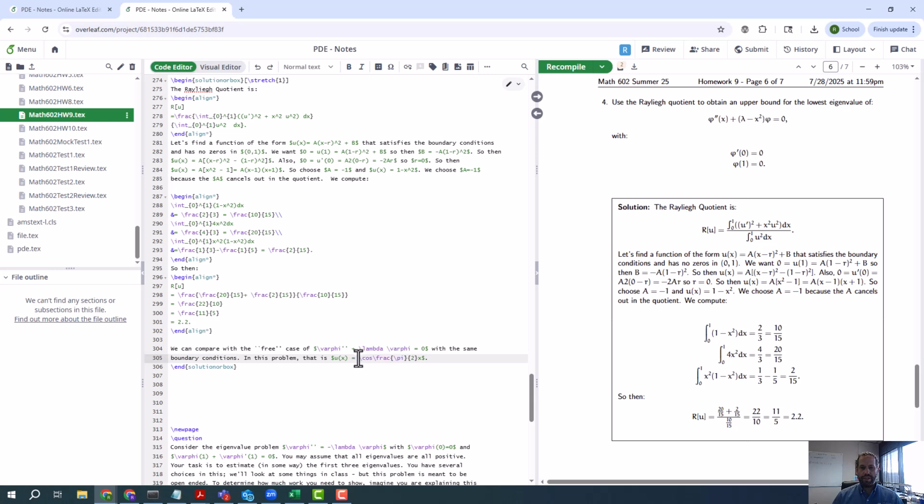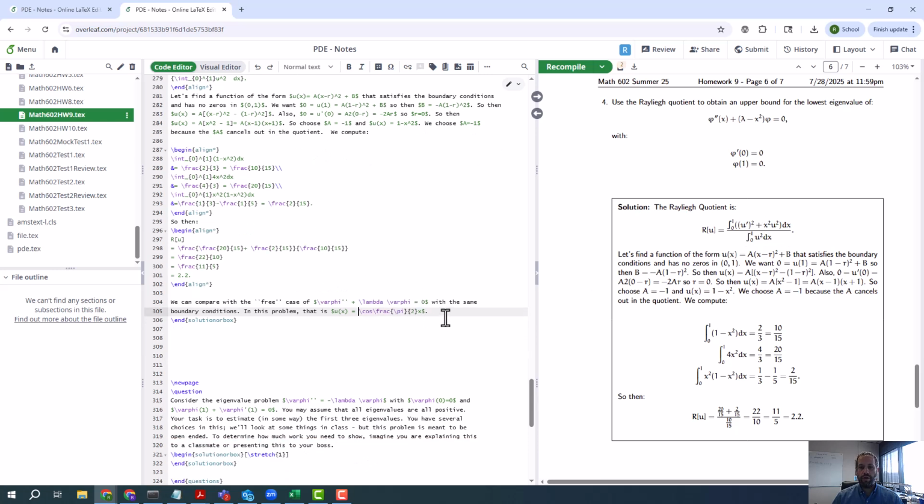And notice there should be a multiple here, like an a or something. But again, when we put it in the Rayleigh quotient, it cancels. So we're going to compute.